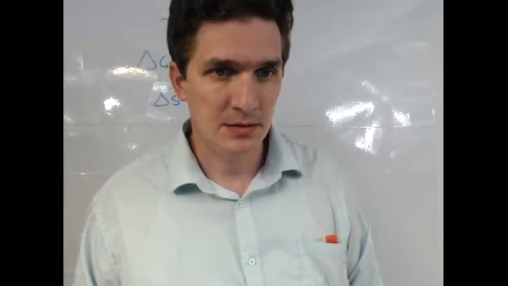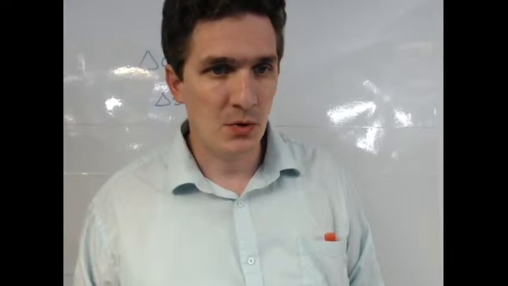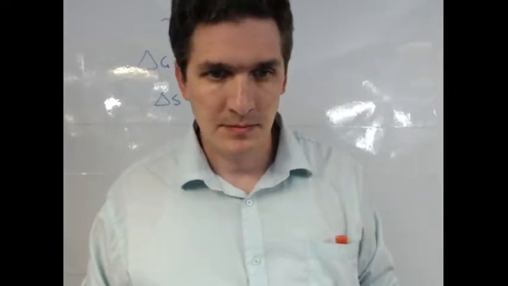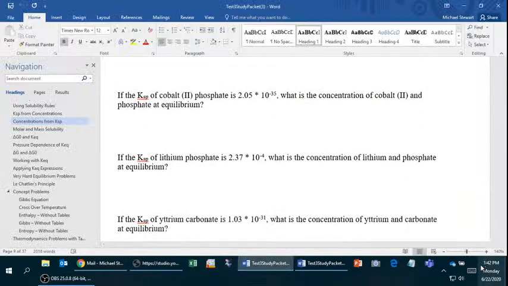So another request, can you solve concentrations from KSP on the study packet? And this one being for the cobalt. So I'll bring the problem up. The question is, if we have cobalt 2 phosphate, what's the concentration of cobalt 2 and phosphate at equilibrium? So we've got KSP here equal to 2.05 times 10 to the negative 35.